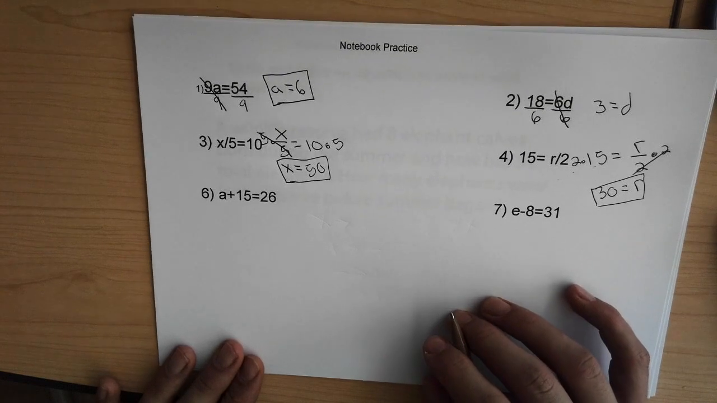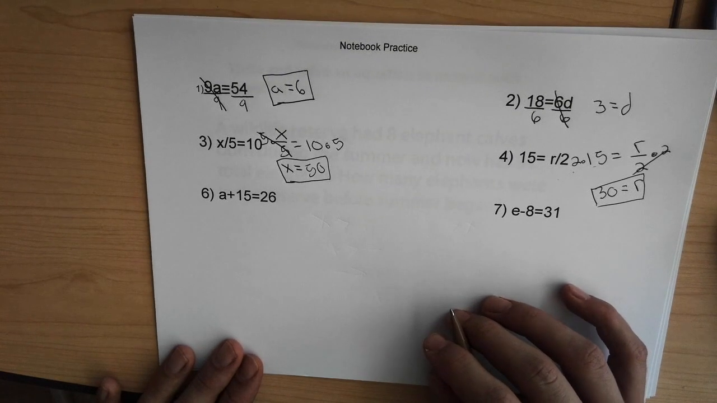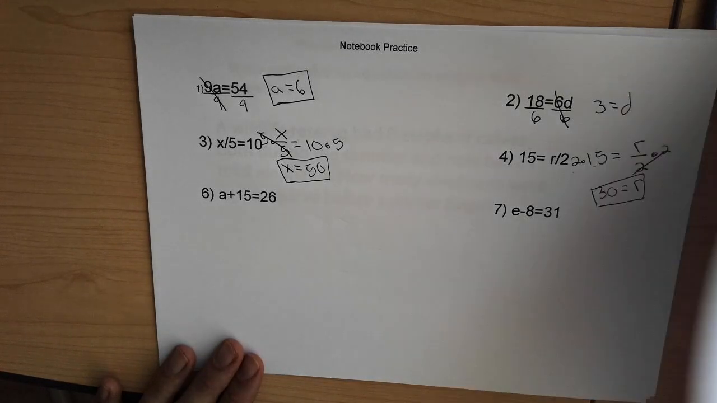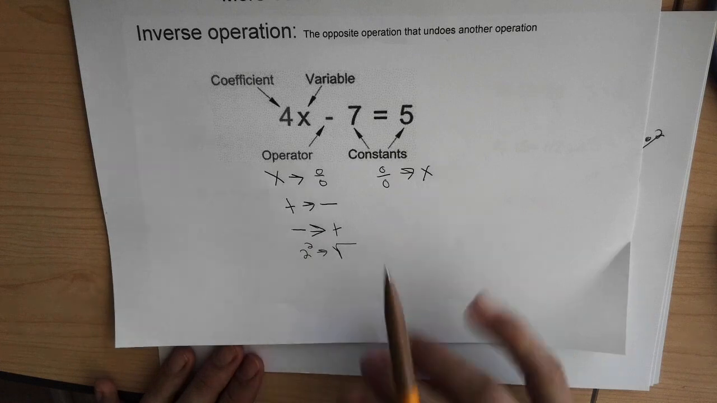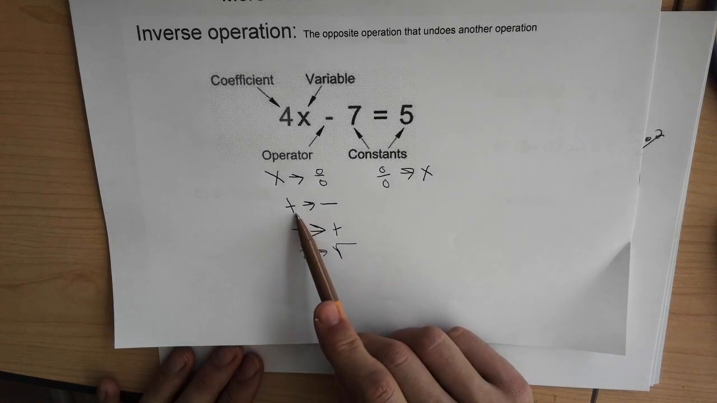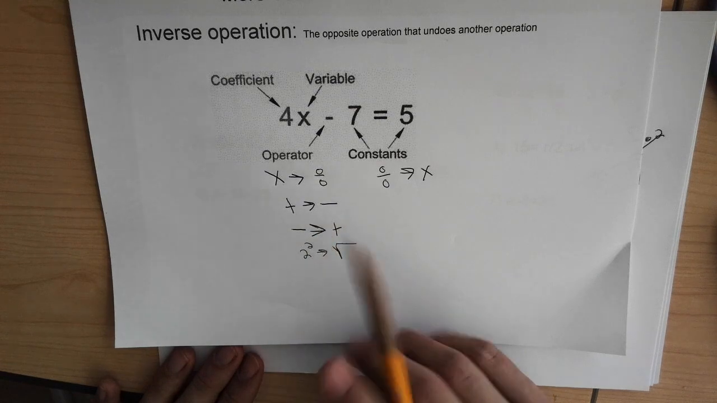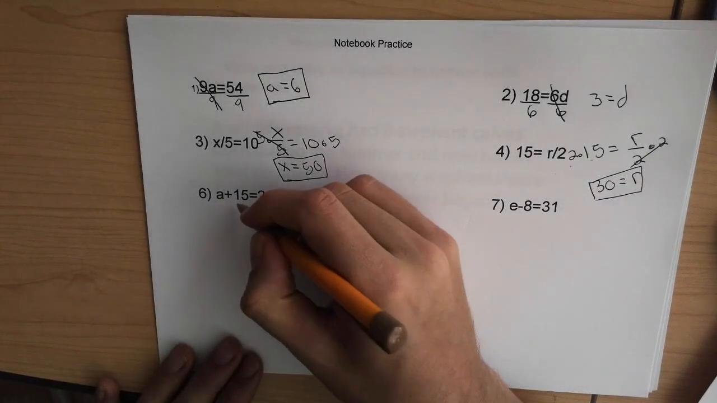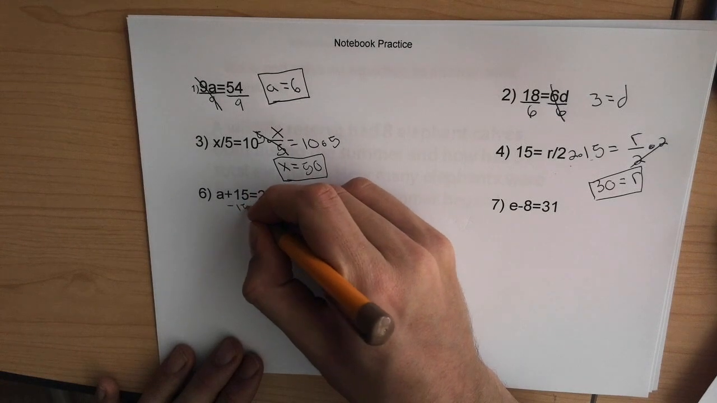Number 6. A plus 15 equals 26. What operation is this? If I look over here at my little cheat sheet, it's addition. And the opposite of addition is subtraction. So I know I need to subtract. So I'll write a minus 15 underneath.